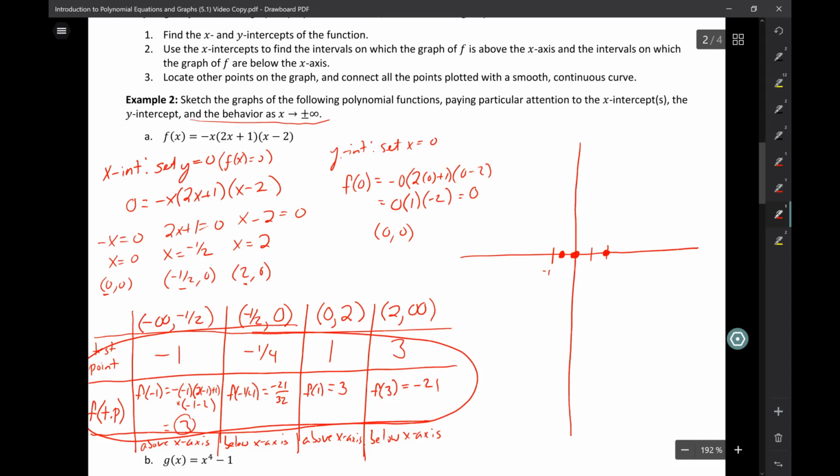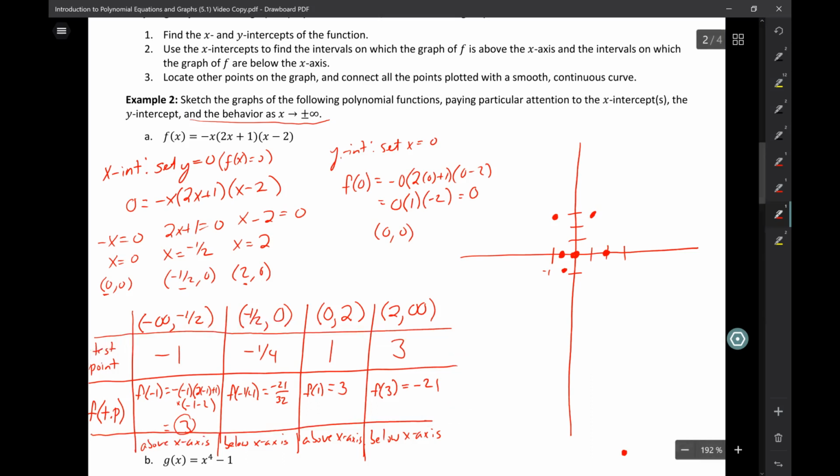So we have (-1, 3), (-1/4, -21/32), so that's almost right here. We have (1, 3), and then finally we have (3, -21). So that's way down here somewhere. So then we connect the dots.